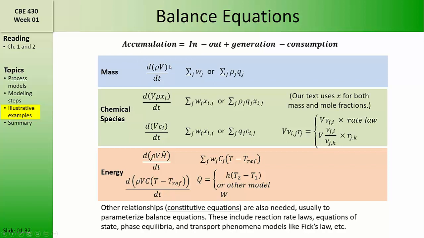For total mass, the rate of accumulation is the time derivative of the density multiplied by the volume, and the rate at which material enters and leaves is measured either by the sum of mass flow rates, and our textbook frequently uses the lowercase w to indicate a mass flow rate, or density times volume flow rate, and our textbook often uses Q to indicate volume flow rates. The balance equations for chemical species can be obtained by multiplying the masses by mass fractions for particular components. Our textbook will use X for mass fraction.